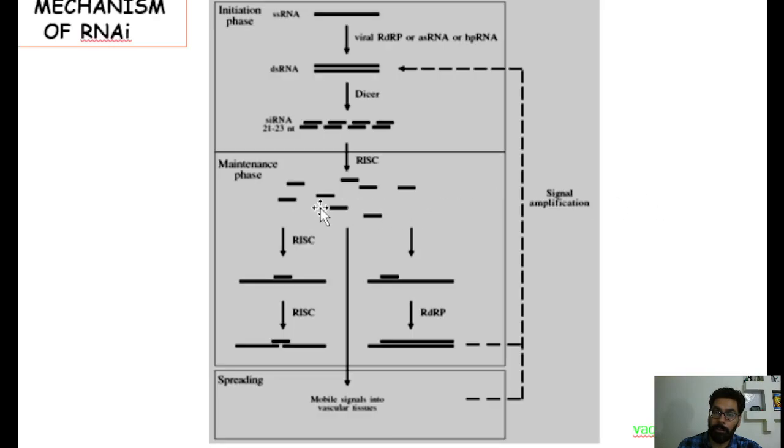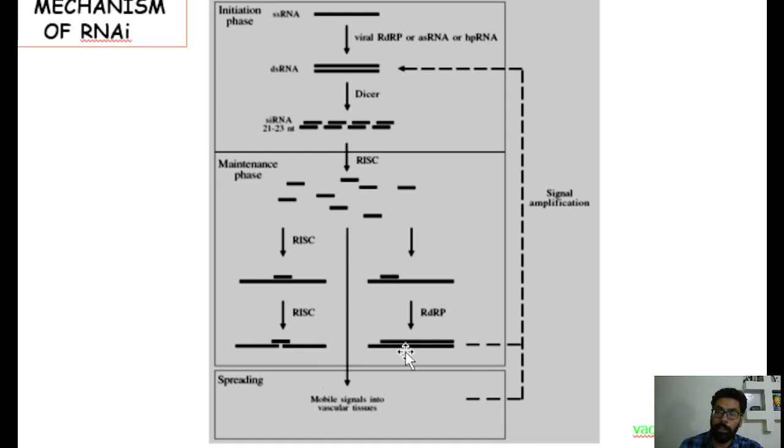And the last phase, as was told, was the amplification or spreading. So in the initiation phase, the double-stranded RNAs were created from the single-stranded RNAs, recognized by the dicer, and it produces different lengths of siRNAs. These siRNAs will then bind to the RISC complex. The RISC complex then leaves out one strand, and only the antisense strand will remain with the RISC complex. It will scan the whole genome and degrade the target mRNA.